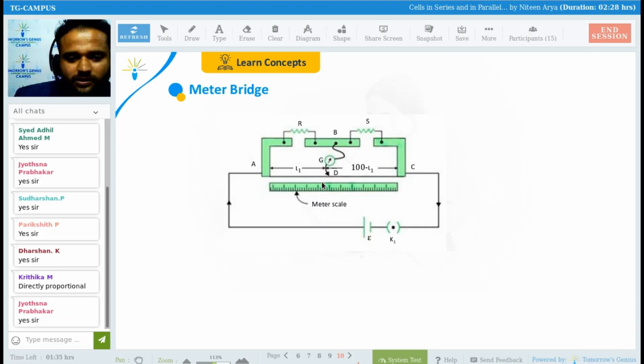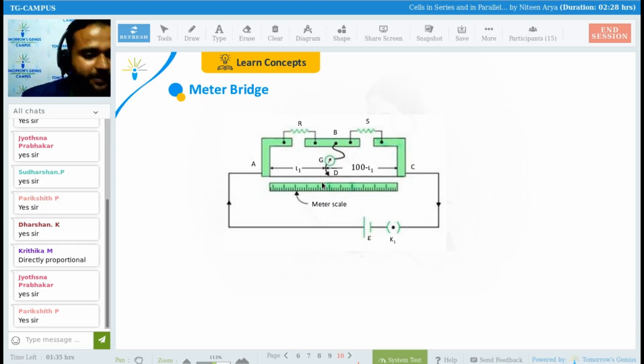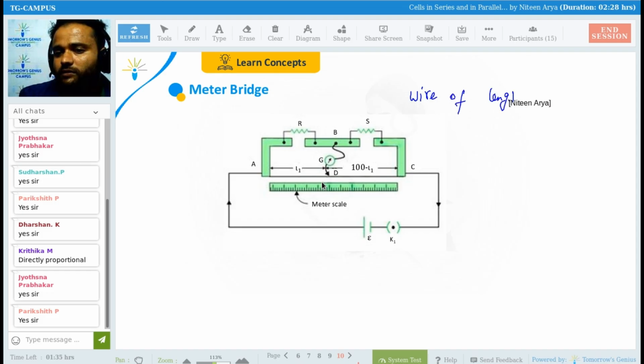Okay, so let's do this quickly. This is your meter bridge. Nothing is going to be changed. See, in the Wheatstone bridge, what we have is P and Q, R and S. Suppose this is a wire of length 100 centimeter, that is, a wire of length 1 meter.